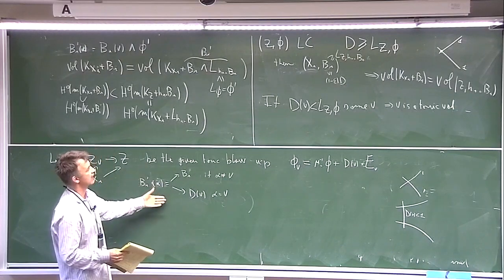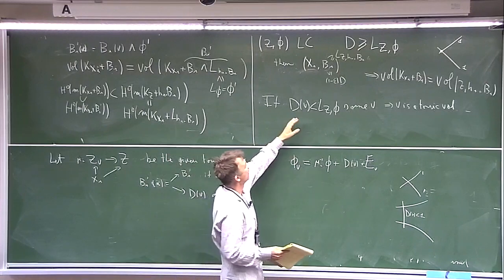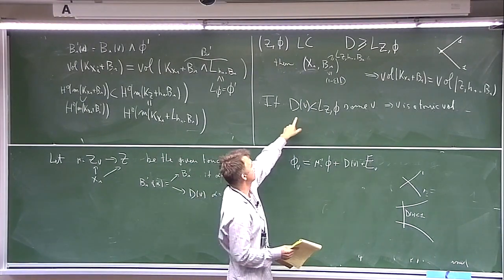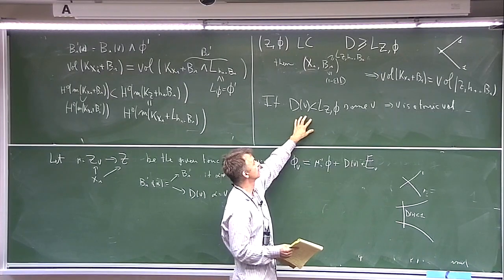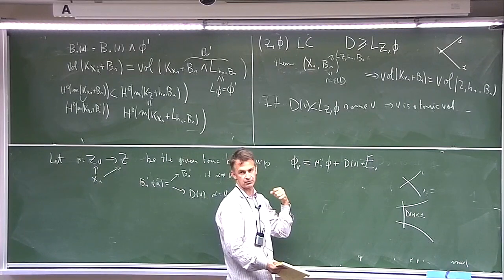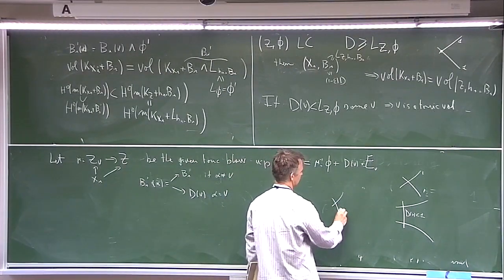Again, there are two cases. One case is when the nice equality holds, in which case I win. The other case is when we have a bad inequality, in which case there's another distinguished divisor that I can blow up. So I will get another extraction. So here I have coefficient d nu.